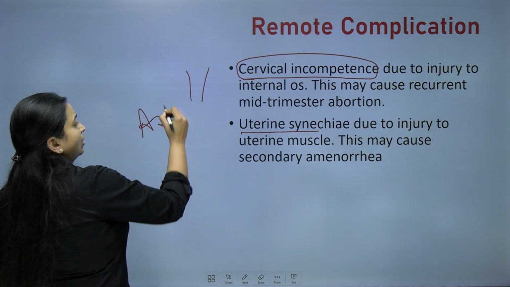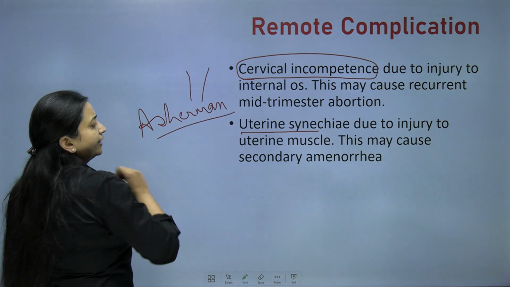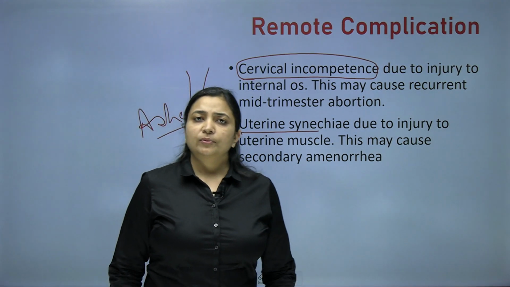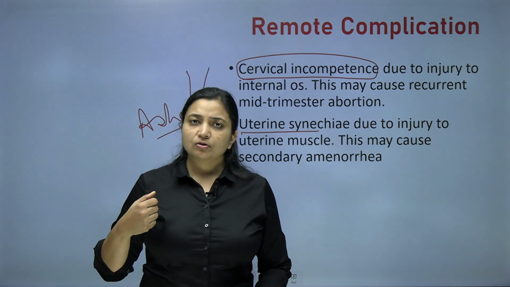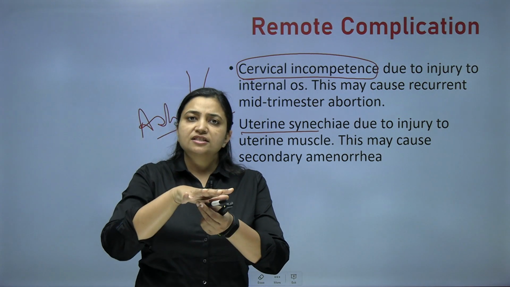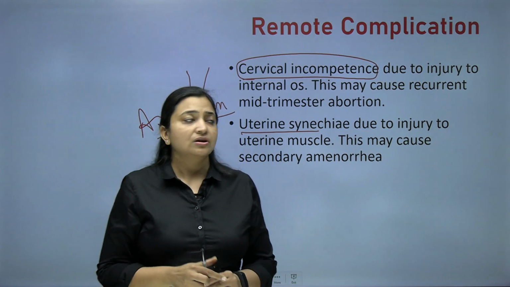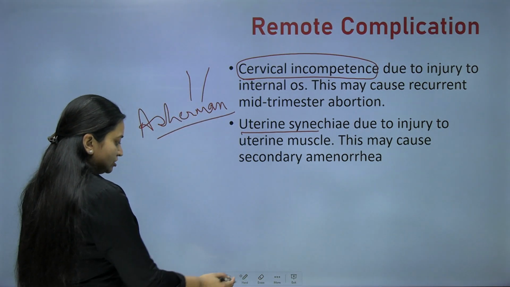What happens: you want to be very sure that you are doing a very good job, and you are not gentle with the endometrium and you have curetted the basal layer also. So the anterior and posterior walls of the endometrium stick to each other, forming synechia, and the whole endometrial cavity is damaged. So these are the remote complications which can occur.